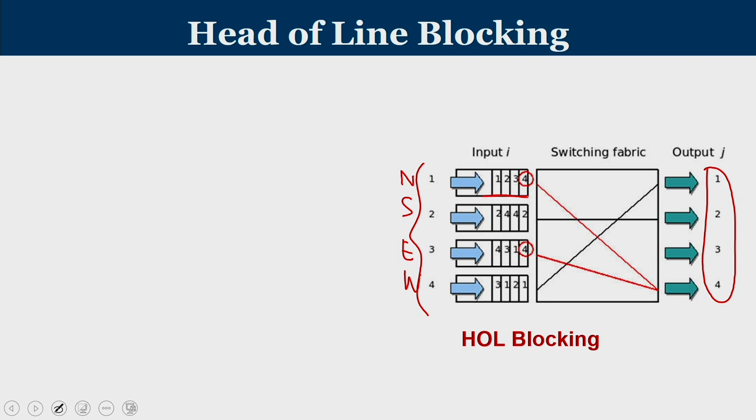So, here you have the first flit in the queue looking for output port 4, whereas here the first flit is looking for output port 4. In this case, this flit is looking for output port 2 and here we have the very first flit looking for output port 1.